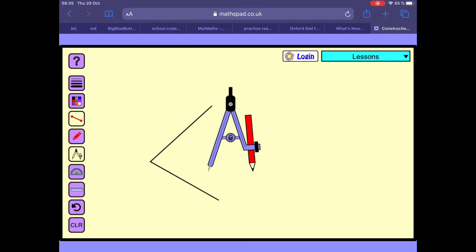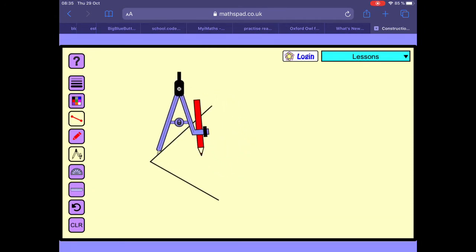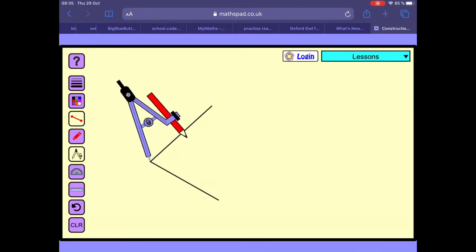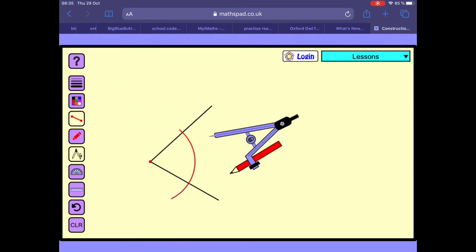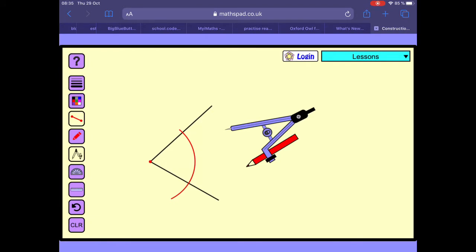So the first thing you have to do is you put the needle of the compass there, so at the vertex of the angle. And once you're there, what you're going to do is you're going to draw an arc like that, that crosses the two sides of the angle. Then make sure you keep the compass open the same amount throughout the whole construction.